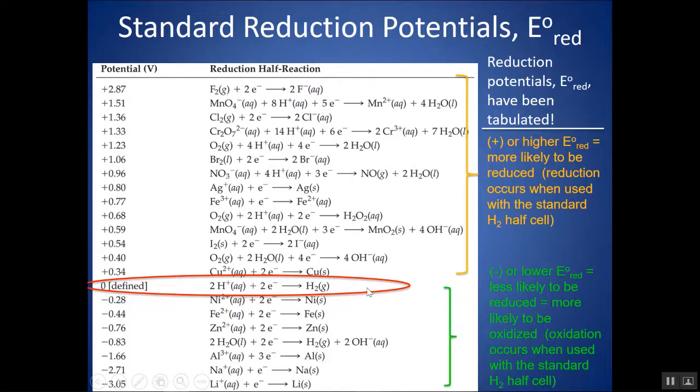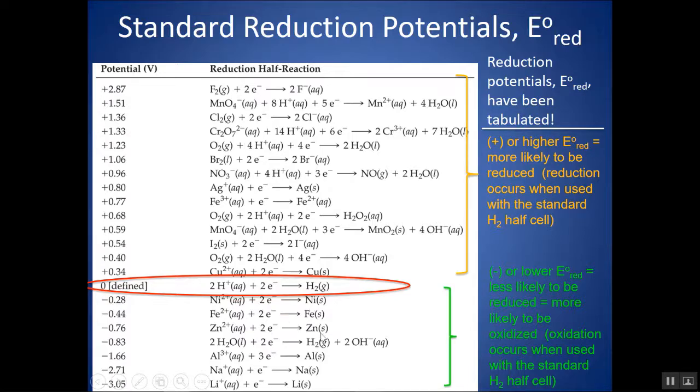And anything below the hydrogen was a lot less likely to be reduced than the hydrogen, and actually those things ended up being oxidized when used against the hydrogen half cell. Now, even if we're not comparing these things to hydrogen, we can now start comparing these things to each other. Anything at the top of the list, since these are all reduction half reactions and these have high potential, all of these things are more likely to be reduced.